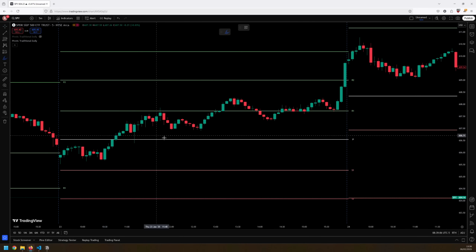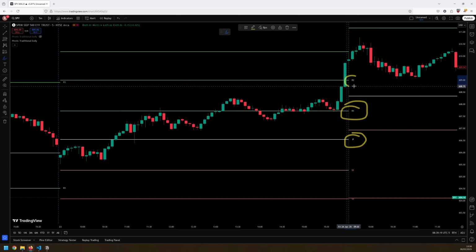And first I'm going to test just breakouts. So I'm going to be looking at a break of R1, a stop loss at P, and a take profit at R2. I'll optimize these parameters later, but for now we'll just start with the base strategy.